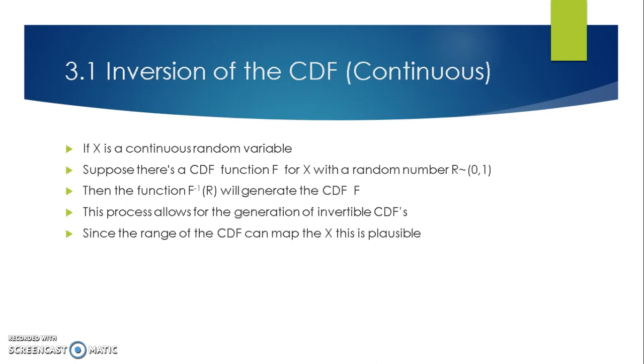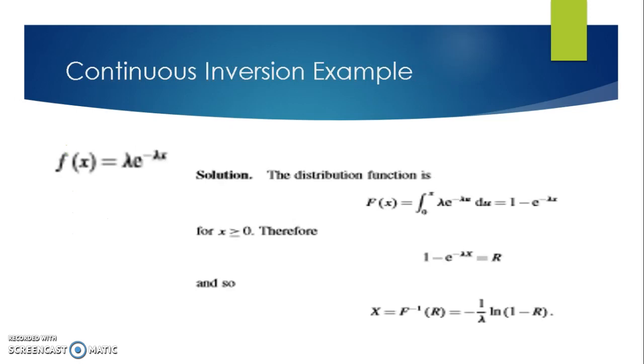Some things to note in this section is that it has to be invertible. Only a certain few CDFs that are continuous are invertible. They give a few examples in the book. The main one probably is the exponential distribution. That's the example they gave. So going into that, here's the example.